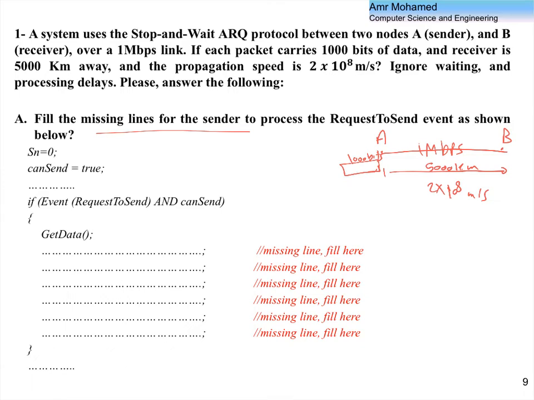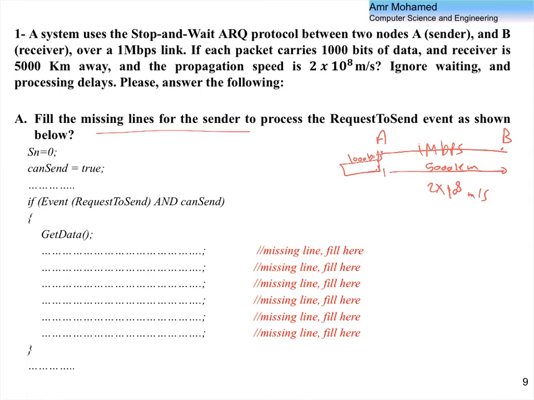Okay, so here we are required to write the pseudocode for the request to send. And remember we have ARQ here. So request to send is coming from which layer? Upper layer, from the network layer, right? So the network layer puts the packet into a buffer and then it fires the request to send event.